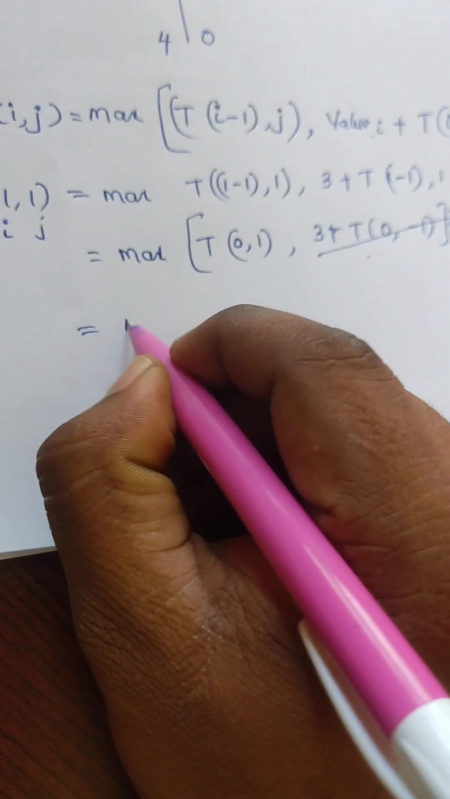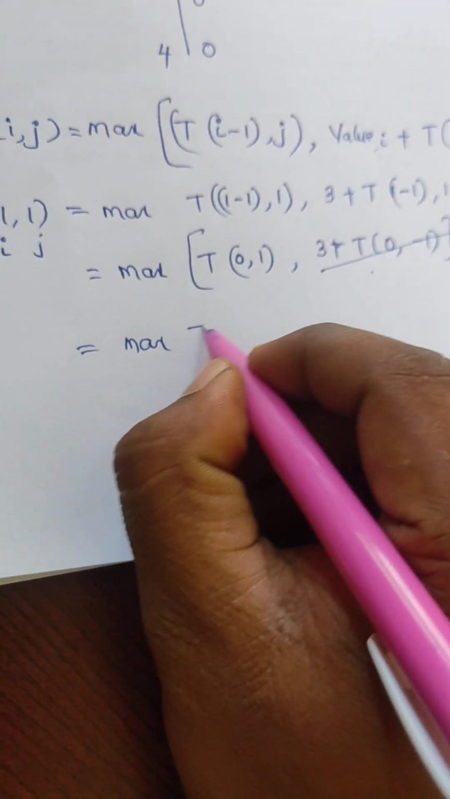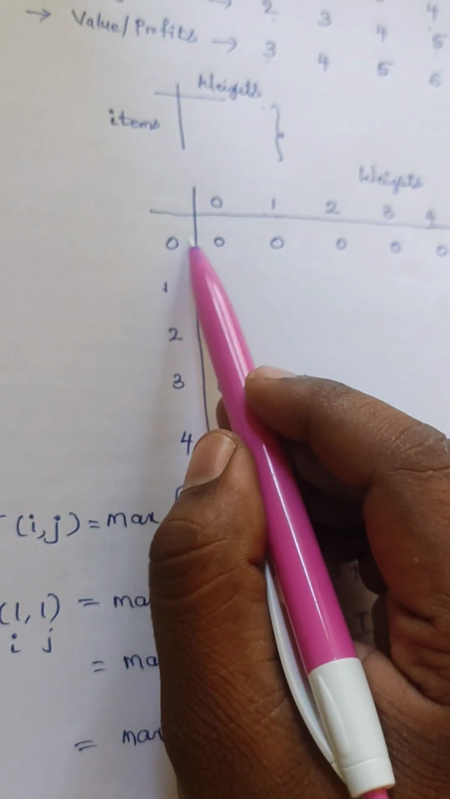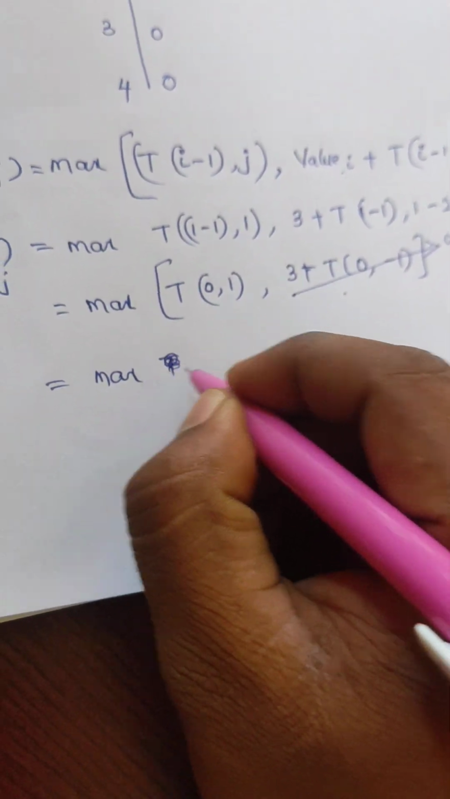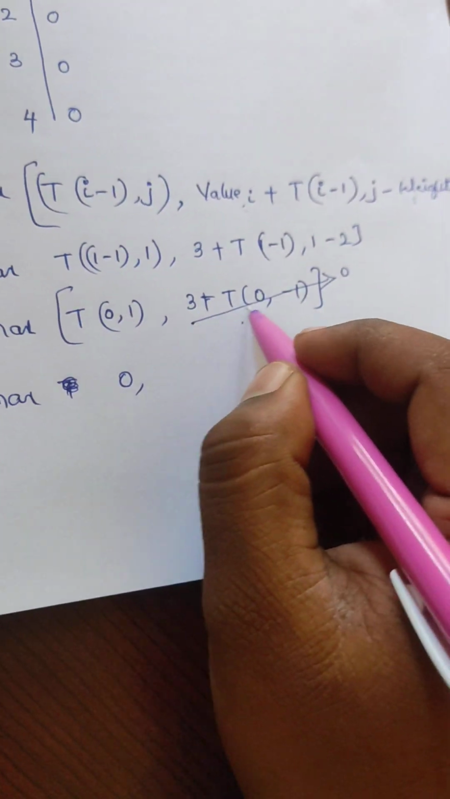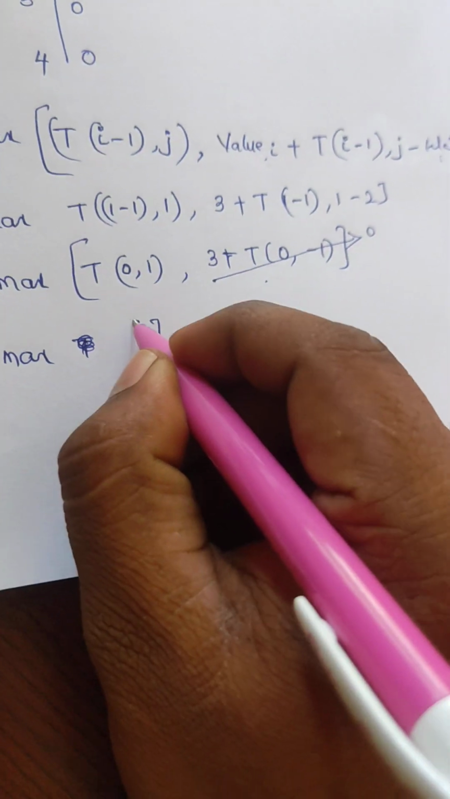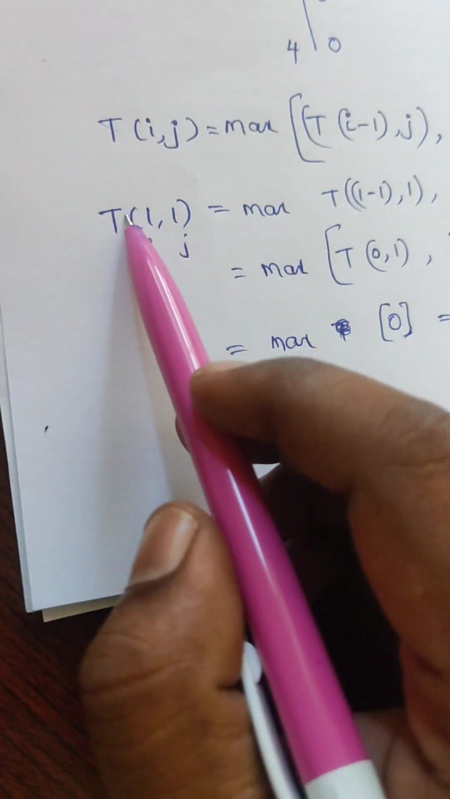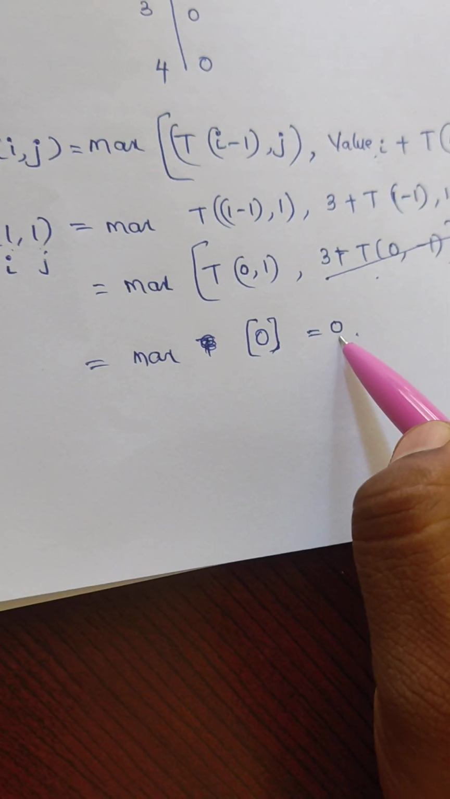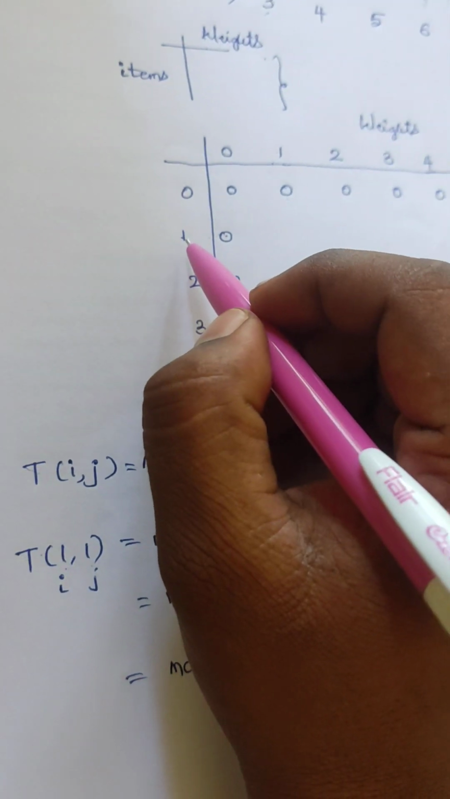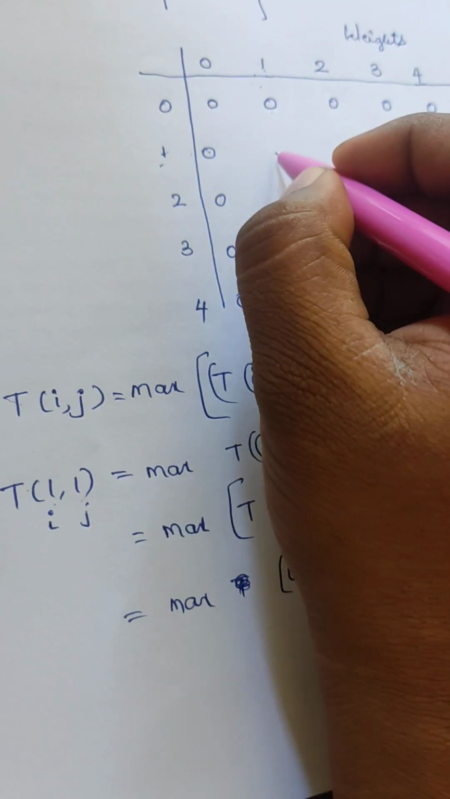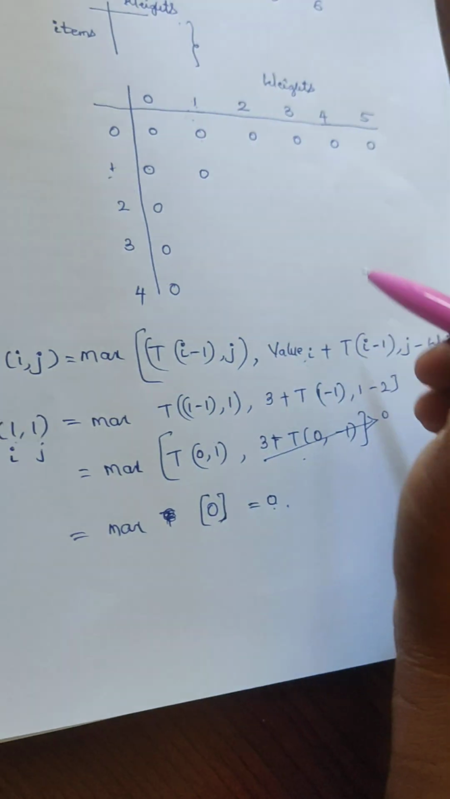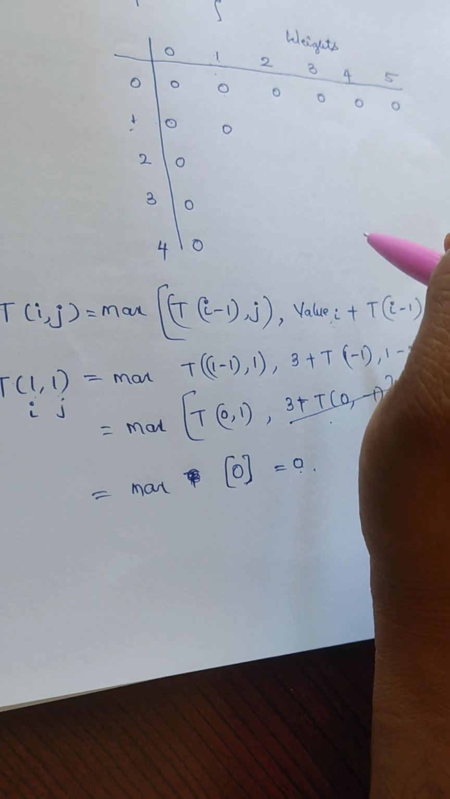So now we are going to find the values of max of t of 0 comma 1. The value is 0 on 1, it should be 0. So max of 0 comma, this value is already equal to 0. So we only have the max of 0, so max of 0 should be equal to 0. So t of 1 comma 1 should be 0. So then we simply write t of 1 comma 1 as 0. So like that we need to perform all the actions with respect to this matrix representation.